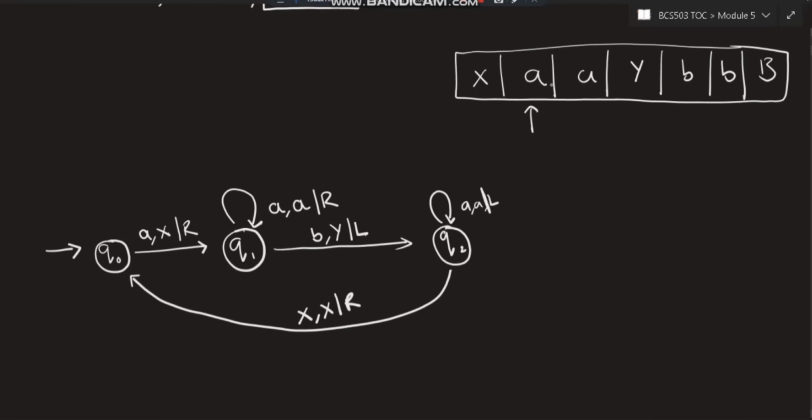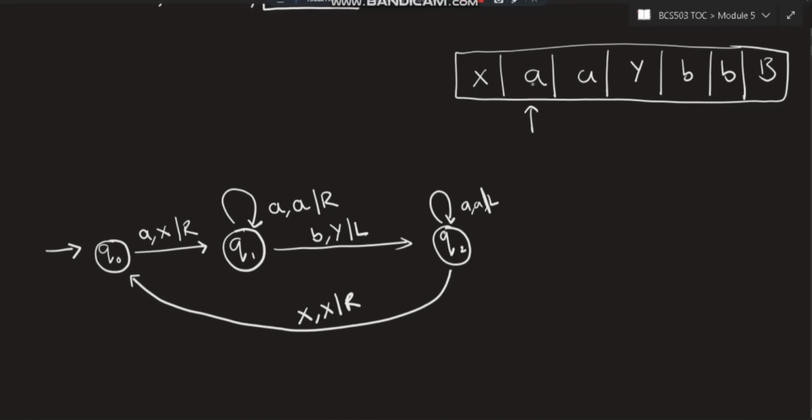Okay, right, I moved. Now, in this spot I came, right? This is the same spot as the first A. From here only I'm starting, and from here again the same thing will repeat. A will be replaced by X, move to the right, cover all A's, then when you encounter B, make it Y and move to the left.